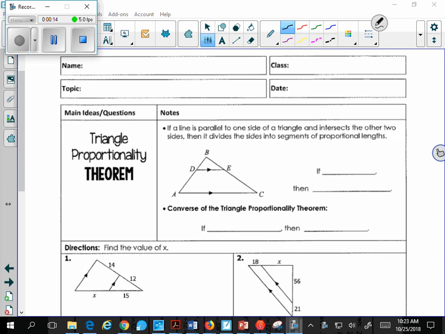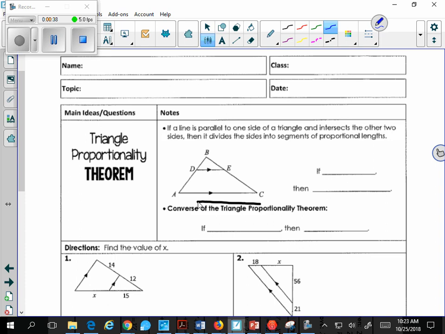The first one that we're looking at is on page 18 of this packet, and it says the triangle proportionality theorem. What it says is if a line is parallel to one side of a triangle and intersects the other two sides, then it divides the sides into segments of proportional lengths. So what does that mean? We got a picture right here that represents what we're actually talking about.